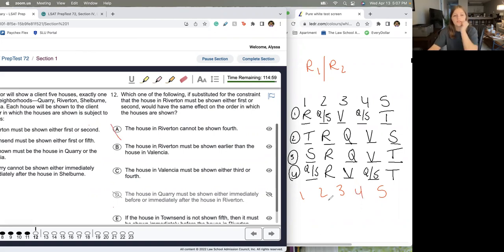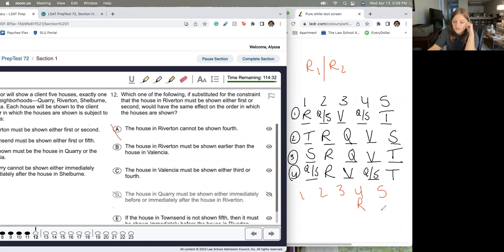Looking at answer choice B, the house in Riverton must be shown earlier than the house in V. So if we're trying to violate our rule, I'm not going to try to make a world where R is in 1 or 2, because that would just be the same as our original rule, and we're trying to violate it. R can't go in 3 because it's either Q or V. So that means that R is either in 4 or 5.